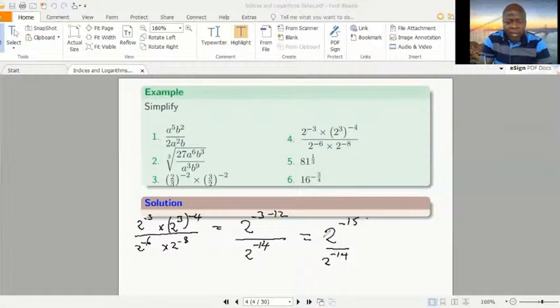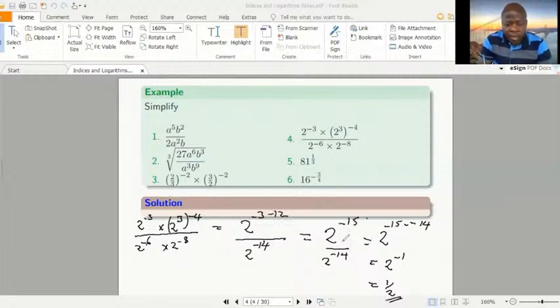And so what it says is that if it's division, we subtract the powers. So that means we would have 2 to the negative 15, minus negative 14. And this negative and this one is positive. So that means what we then have is 2 raised to negative 1 or just a half. So a half is the answer.